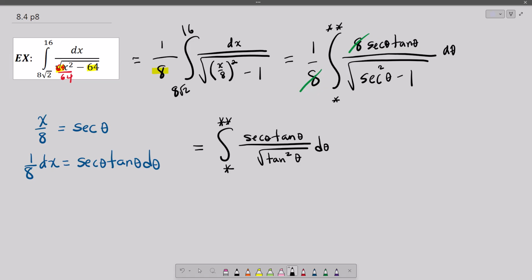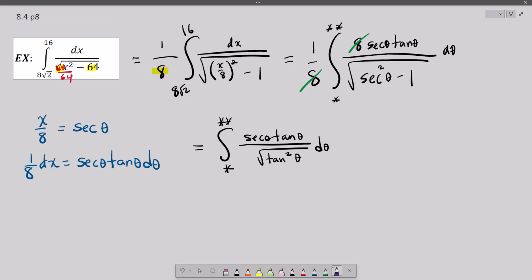So when we look at these limits here, these are all positive, and if we come down here to check what quadrant theta is in, let's look at 16. We'd have secant of theta equals 2, which means cosine of theta is equal to 1/2. So that's going to put us in quadrant 1. And in quadrant 1, tangent is positive. So the square root of tangent squared is tangent. Nothing fishy going on.